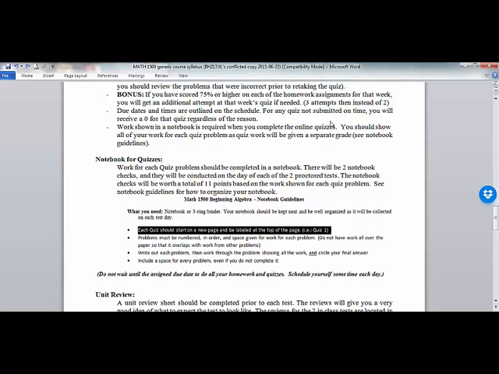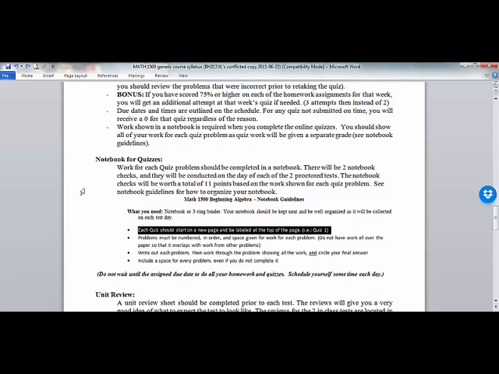So don't have work all over the paper so that it overlaps with the other problems. Just write out each problem, then work through the problems showing all the work and circle your final answer. Include a space for every problem, even if you do not complete it. What this notebook is all about is I want you to show that you have done the work, and by writing it out, it gives you good practice for when you come in and take the paper pencil test.